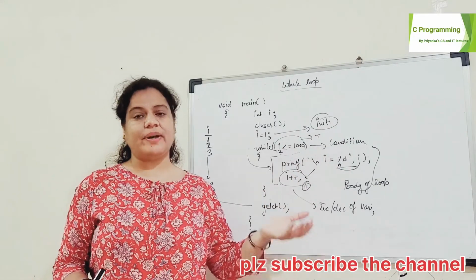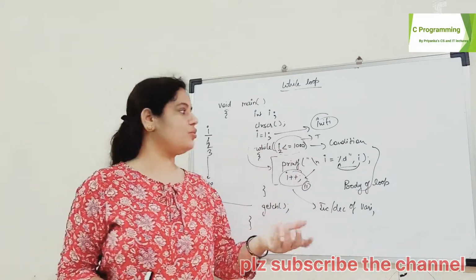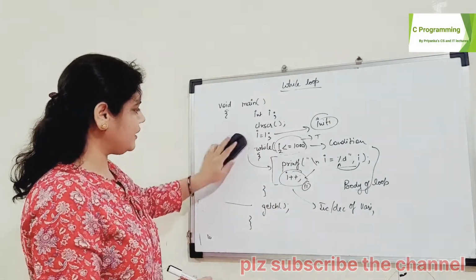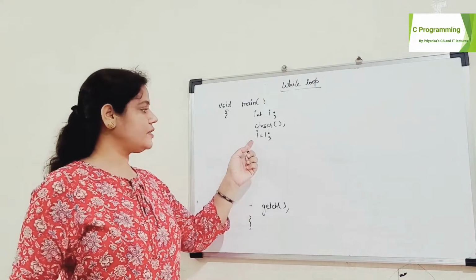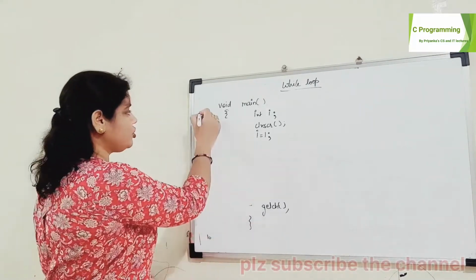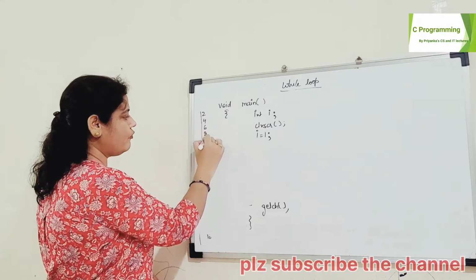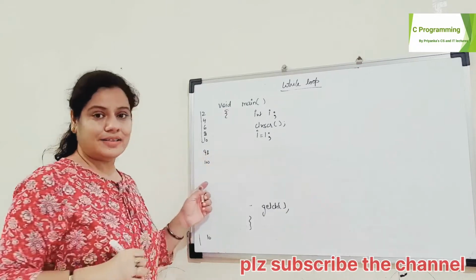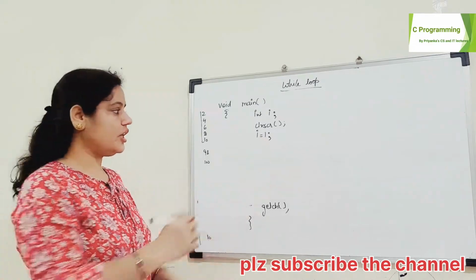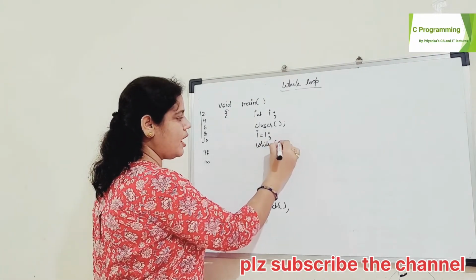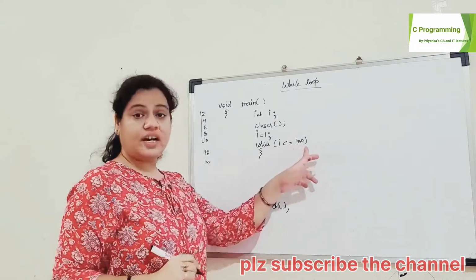Let's take one more example. I want to print all the even numbers between 1 to 100. Then what I need to do is start a variable by 1. Look at here, I have started my variable by 1. I want to print all the even numbers from 1 to 100. Here I have to take a variable I equal to 1, till what condition? While I is less than or equal to 100. I need to run my loop till 100.